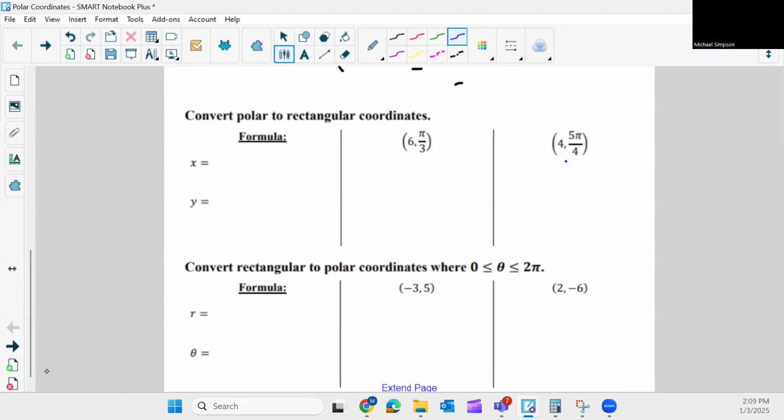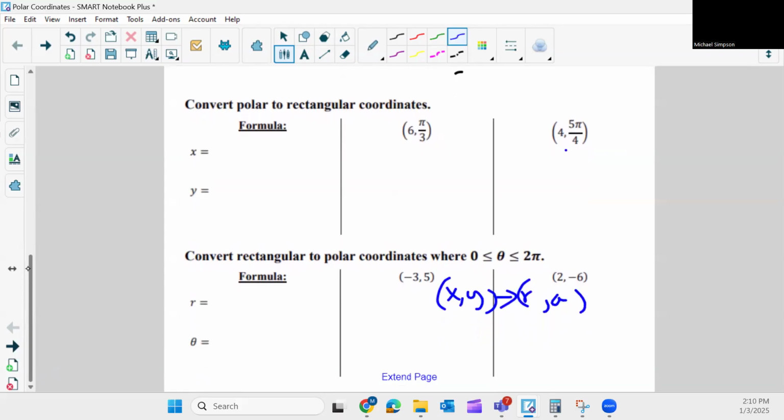Okay. Let's look at converting. We're going the other way now. We're given the rectangular, and you want to go back to polar. So now we're going from x comma y to r comma theta. Good. All right. So here we go now. Let's do this real quick: -3 and 5.